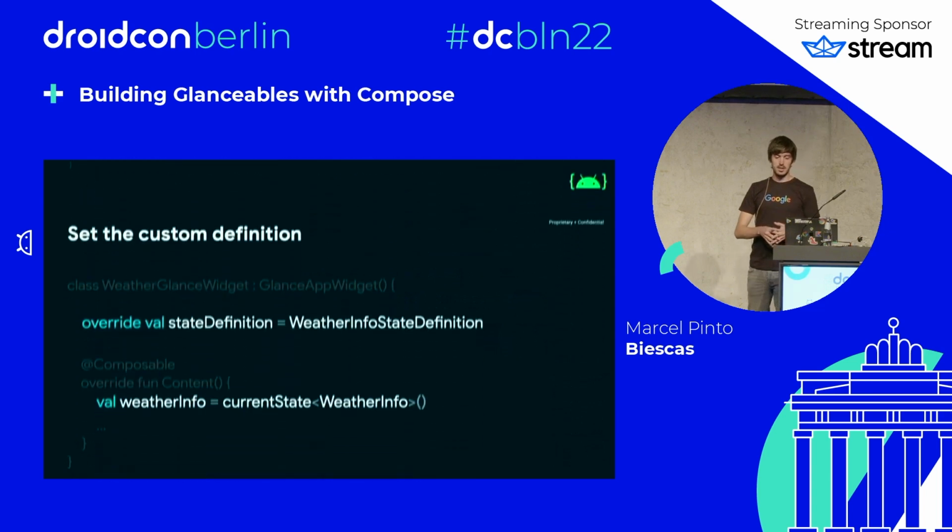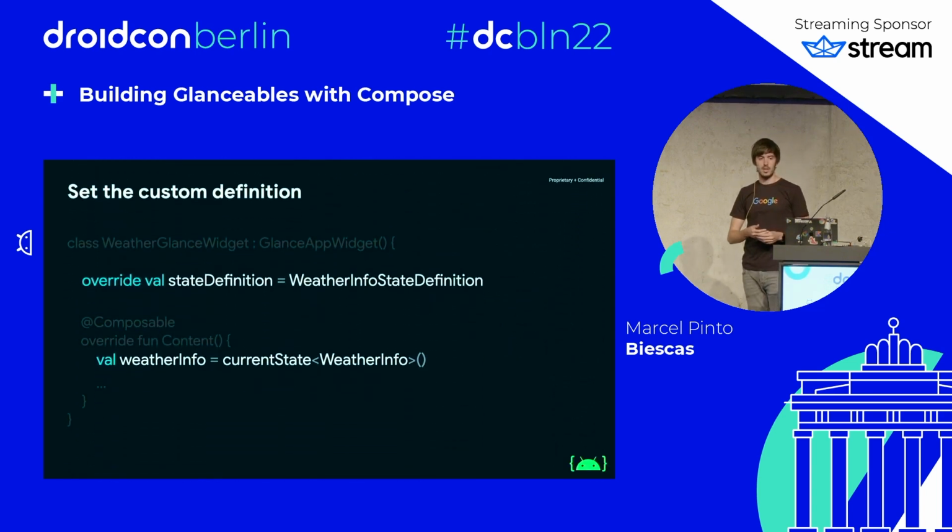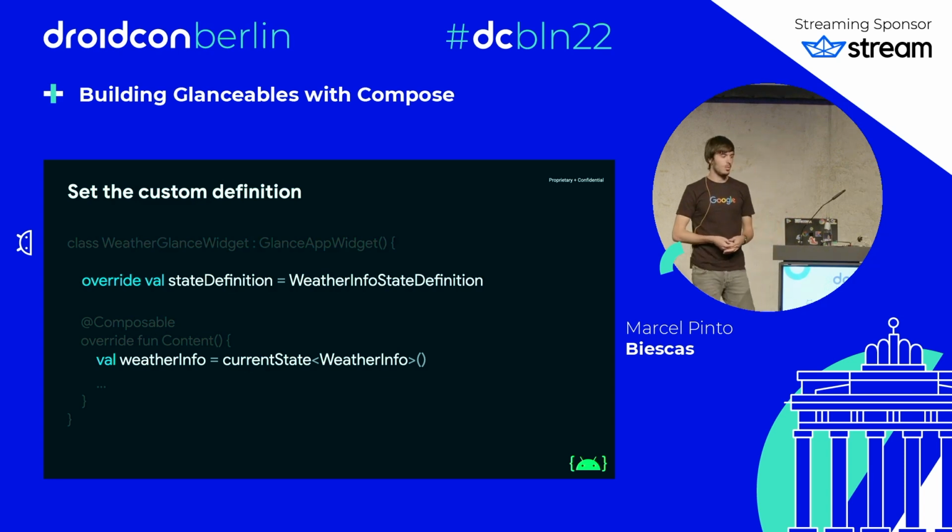Once we have this implemented, we have our weather information state definition completed, and we just need to tell our widget instance to use it. To do that, we are overriding the state definition variable in our widget and telling it to use this object. So then whenever our content function is called, you can retrieve the current state by just calling this method with the class that we use.